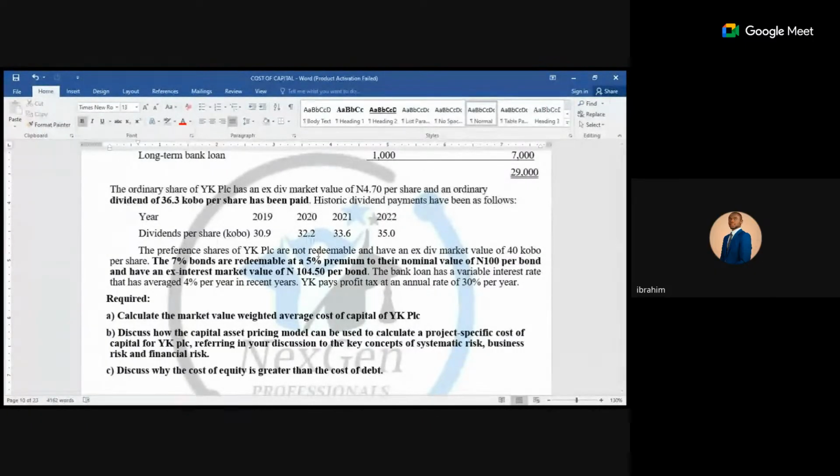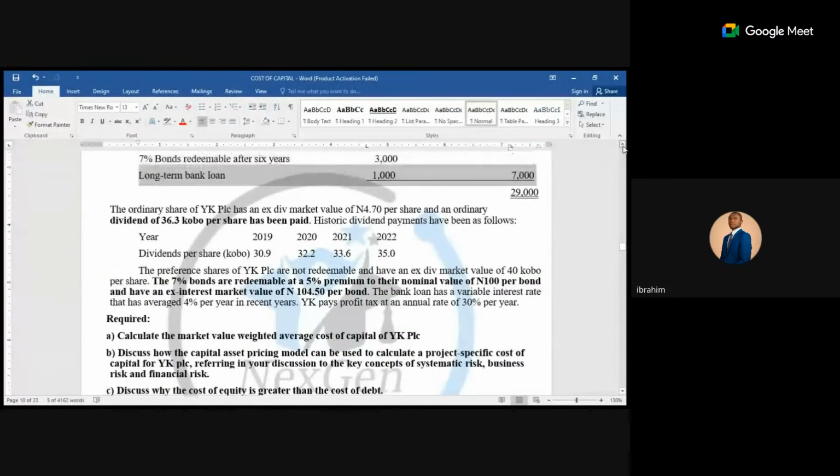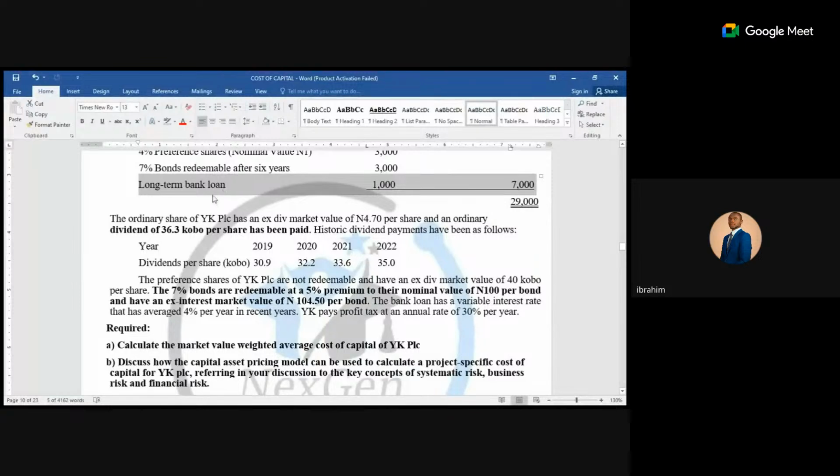Right? Now, the next is the bank loan. Can you see that we have a bank loan here? Then, the bank loan has a variable interest rate. What is the interest rate on the bank loan? It is 4%. Now, this is the bank loan.